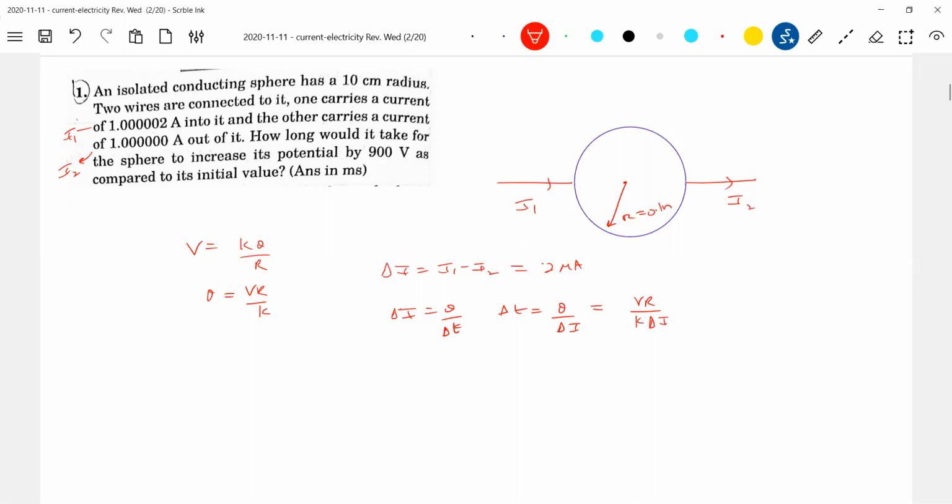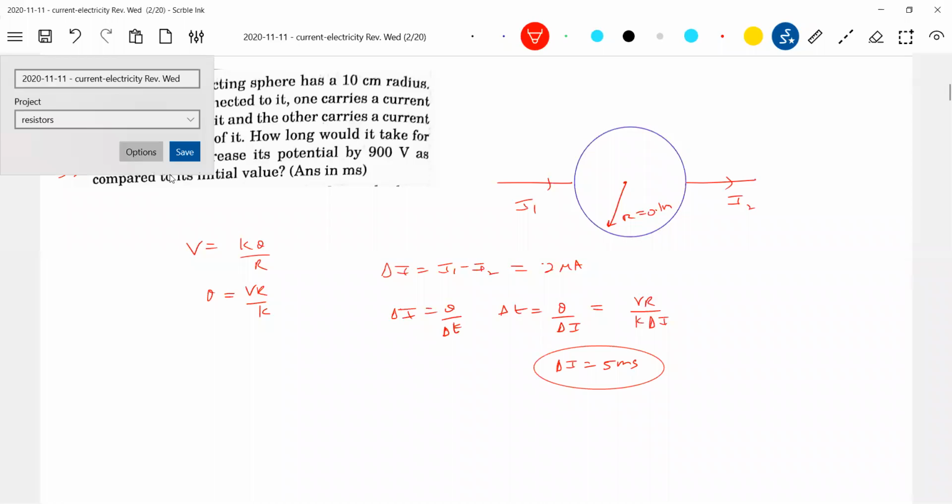Substituting all these values, we'll get the required answer. 5 milliseconds. How much? 5 milliseconds. Very important. Please be careful. Very, very important. In exams, the ideas are very important.